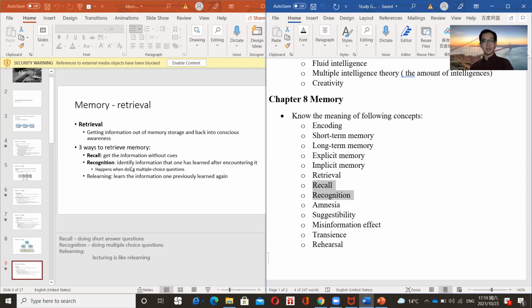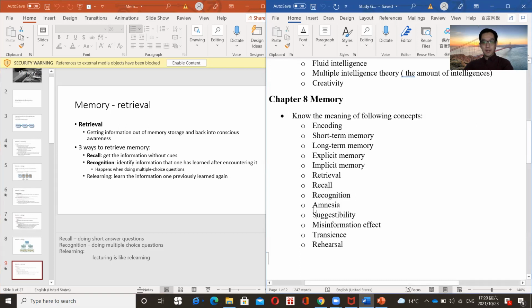Recognition is when people must rely on some kind of hints or cues to identify information. People cannot recall that kind of information, but once the right information is there, people can identify it. So recognition happens when we do multiple choice questions. There are 4 options. Only one of them is right. So you need to identify the right information. That process is the typical recognition process.